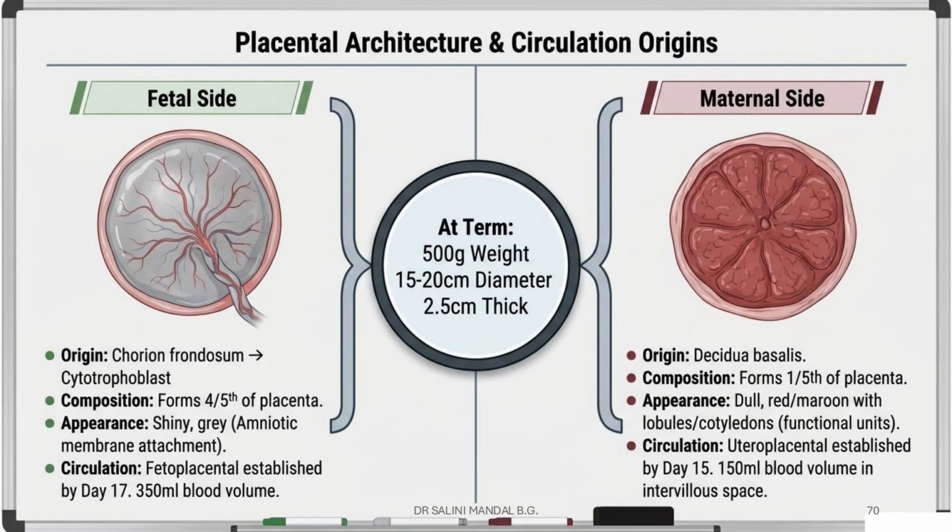Okay, so the circulation is basically the fetoplacental circulation, which is established by day 17 and has a blood volume of 350 ml. But when we talk about the maternal side, that is the uteroplacental circulation, established by day 15, and 150 ml of blood will be there in the intervillous space from the mother.